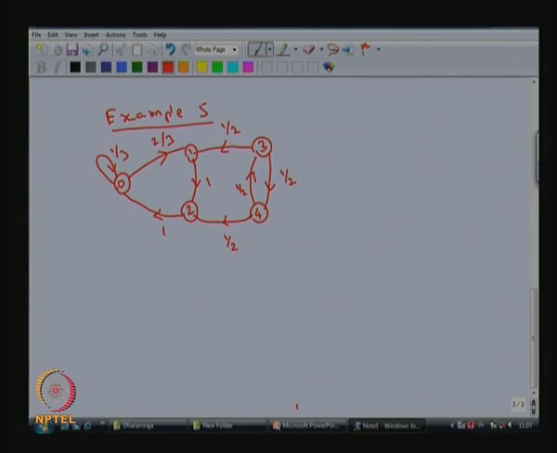So, now you can make out that states 0, 1 and 2 are forming some sort of loop. That means, if the system starts from state 0 or 1 or 2, it will stay only within these 3 states over the number of steps.